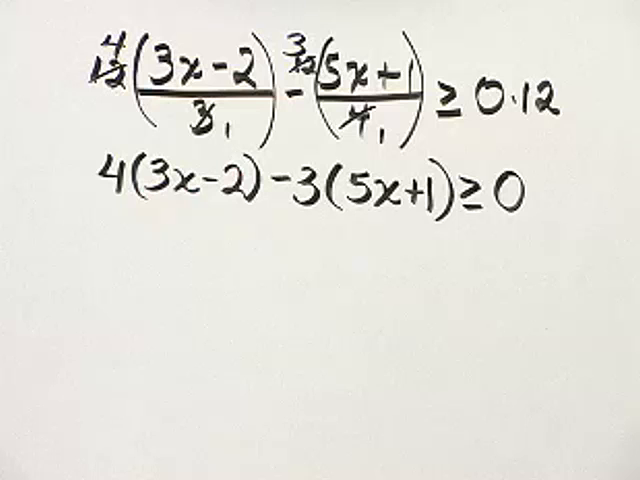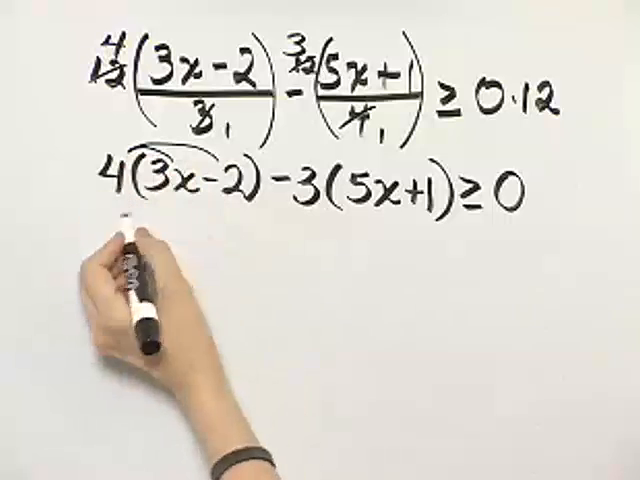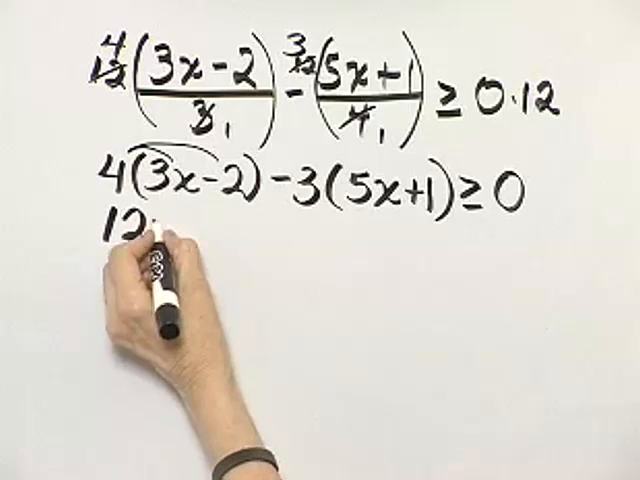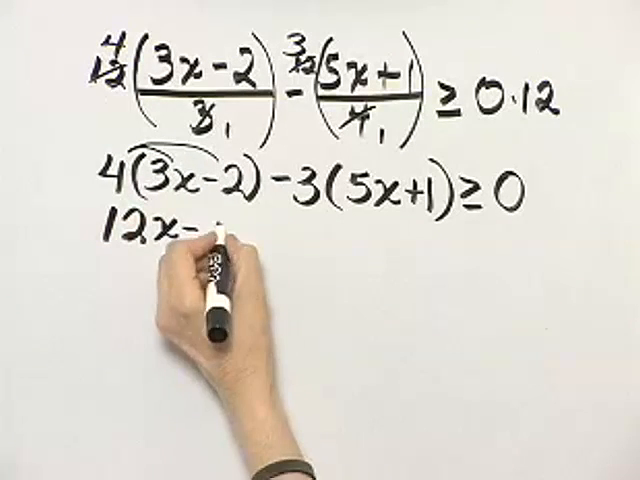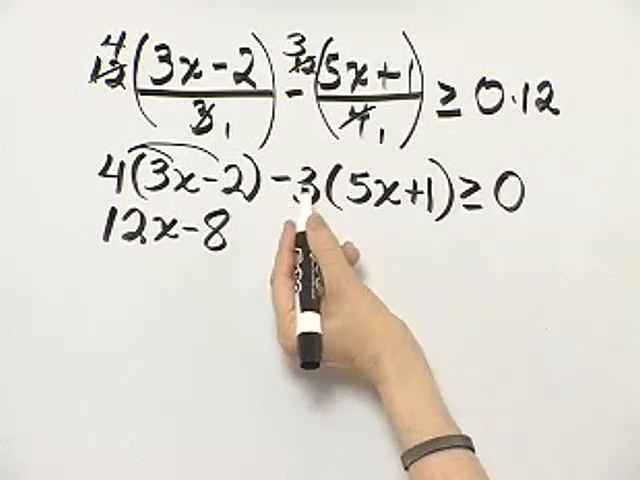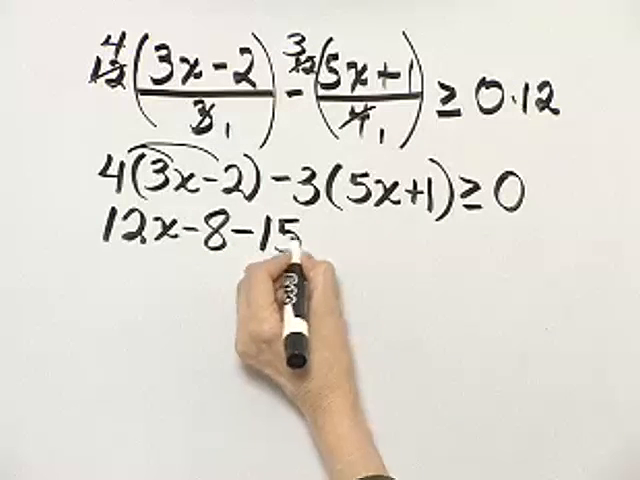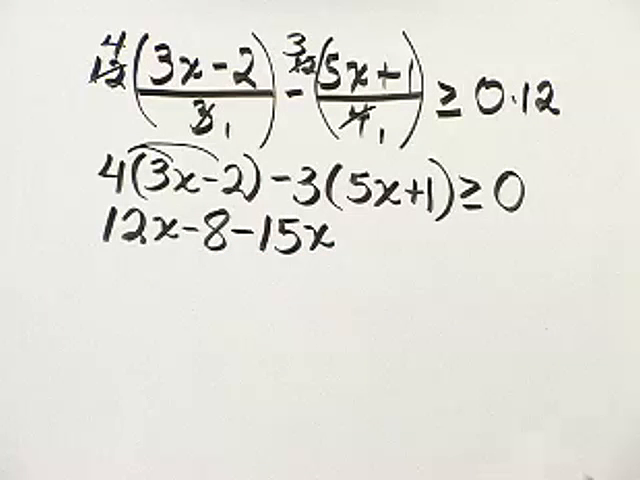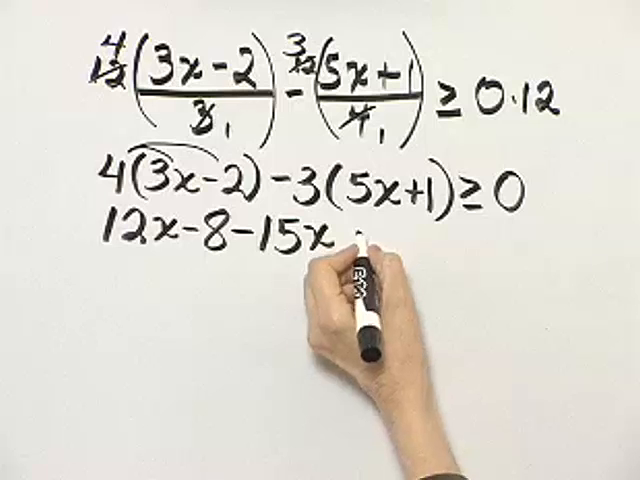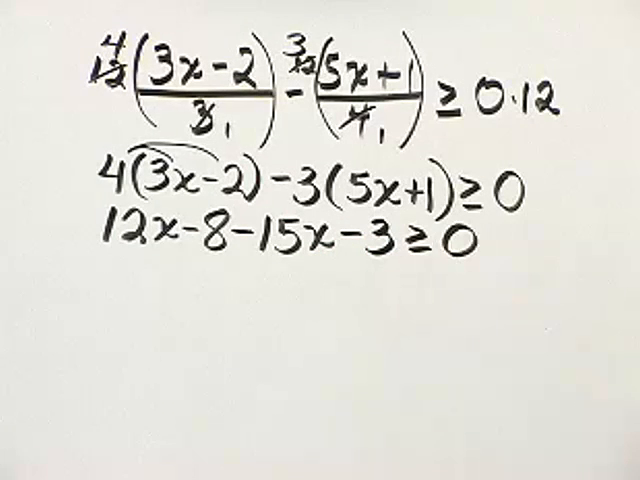Remember our next step? Let's remove parentheses by multiplying and using the distributive property. So 4 times 3x, that's 12x, minus 4 times 2 is 8. Now be very, very careful. This is negative 3 times 5x, which is negative 15x. I'll write minus 15x. And then it's negative 3 times 1, which is negative 3. I'll write minus 3. Still greater than or equal to 0.